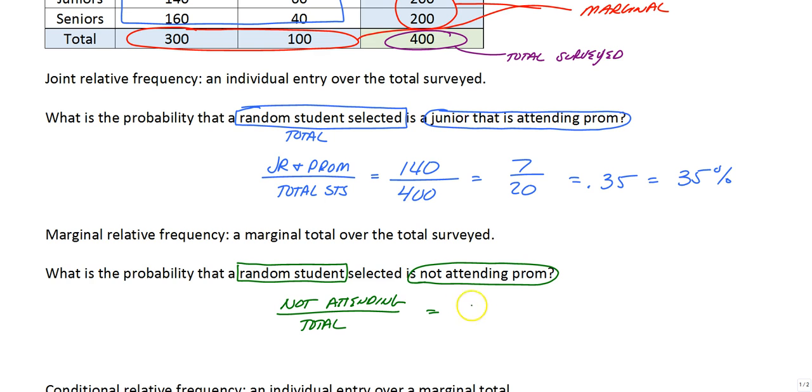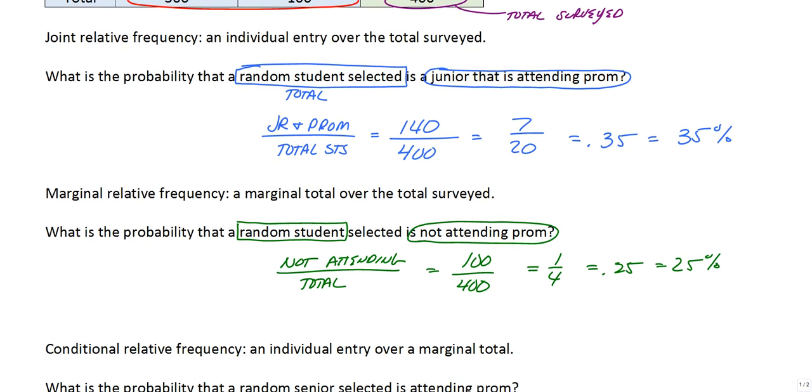So we have 100 students not attending out of 400. So we know that that's 1/4 or 0.25 or 25%. So 1/4 of the population is not going to go to prom. And again, that's out of a pool of all possible students. Okay, so that's what a marginal relative frequency is.